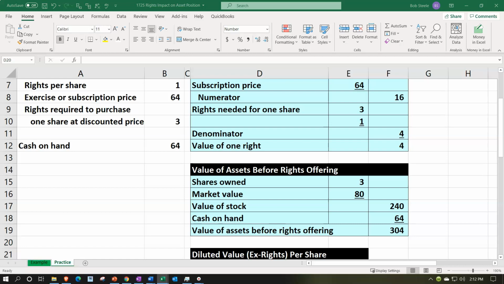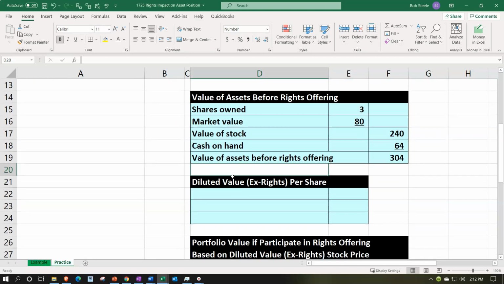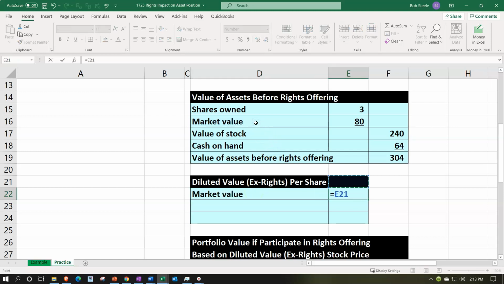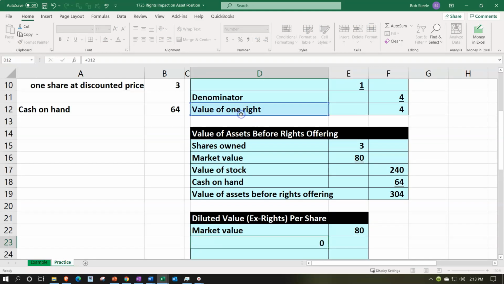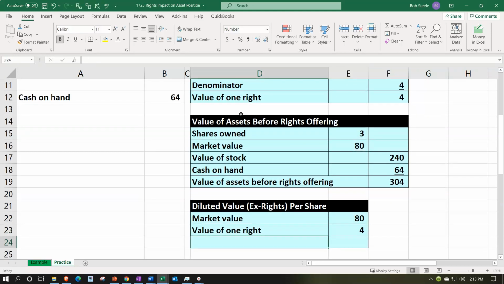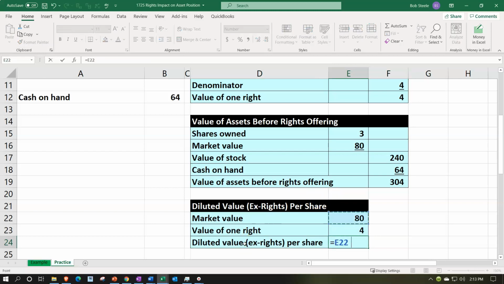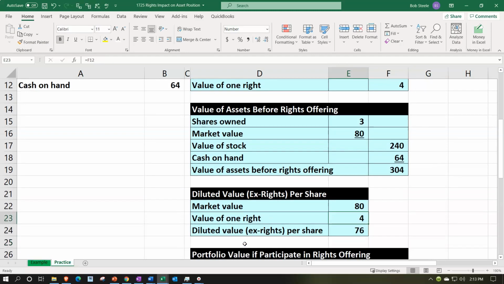So now let's think about the diluted value, or ex-rights price per share. We started off with the market value of $80, and then we're going to say the value of one right is equal to $4. Then the diluted, or ex-rights, price per share is going to be 80 minus the 4, or $76.